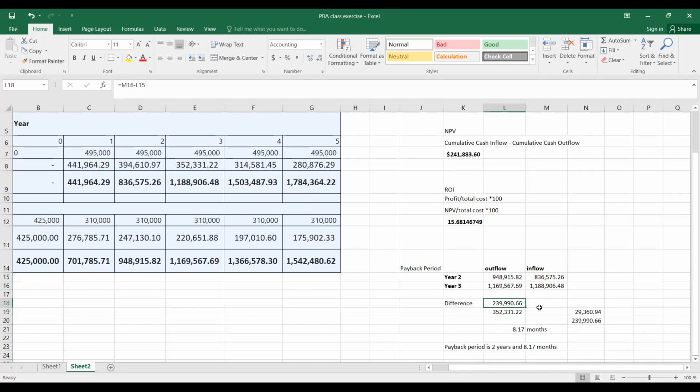Now why 12? In a year, there are 12 months. So when you multiply by 12, you get a value in terms of months. To get the total payback period, you'll compare, because we are saying that the break-even point is reached somewhere between year 2 and year 3. So the total amount of years is 2 years and the value that you have received, 8.17 months. That is your payback period. All good, everyone?